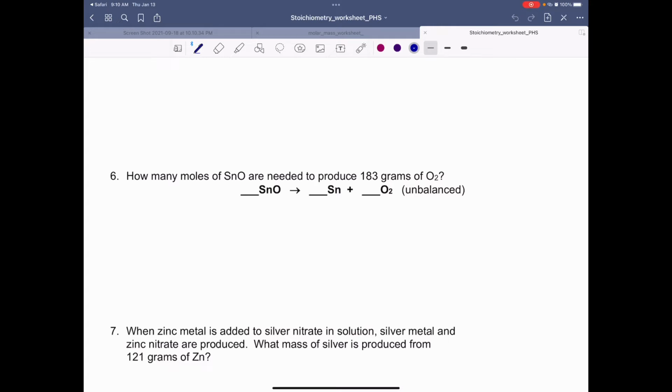So notice that we have an O2 on the right-hand side. Let's put a 2 over here and see if that fixes that. We are okay in the O's, but we got to balance out the selenium, so there we go. Now we are correct. Now we are balanced, and now we're good to go.